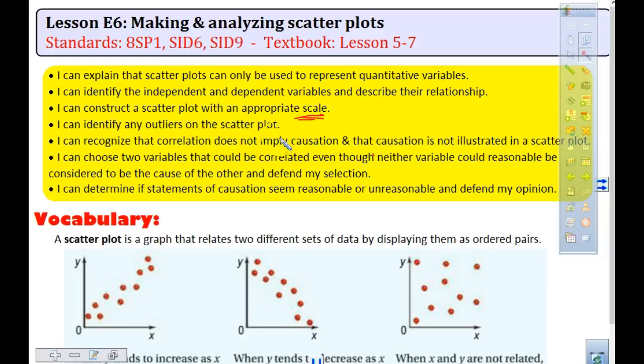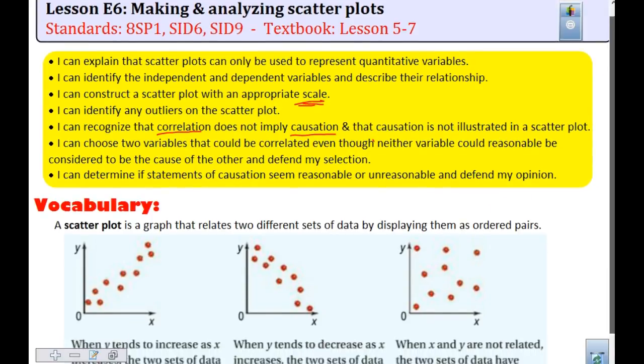We might identify outliers in a scatter plot. Some of these ones that you see down here really don't have outliers. And then we're going to be talking about correlation and causation. And causation is different than correlation. And so we're going to talk about those things today. We're going to talk about, when we choose two variables, if they're related or not.